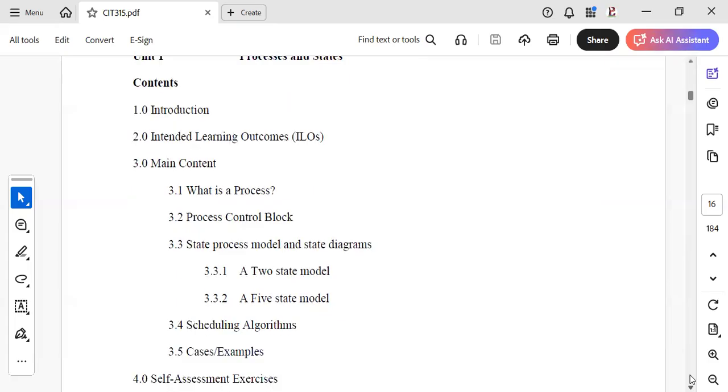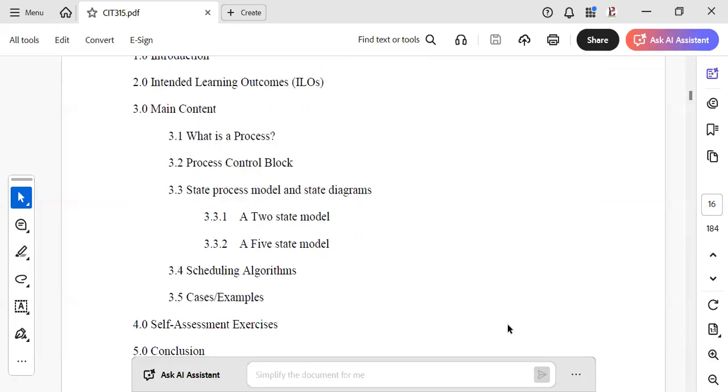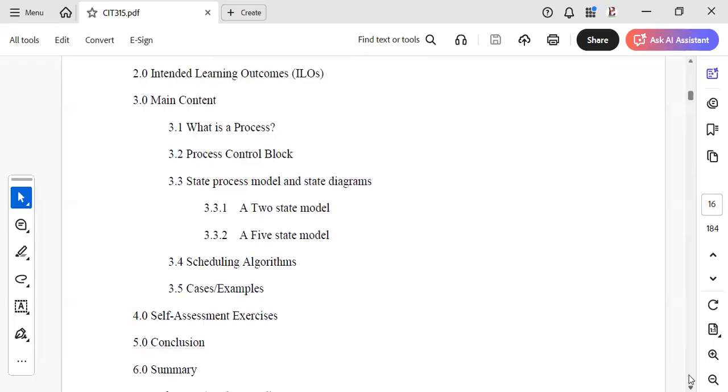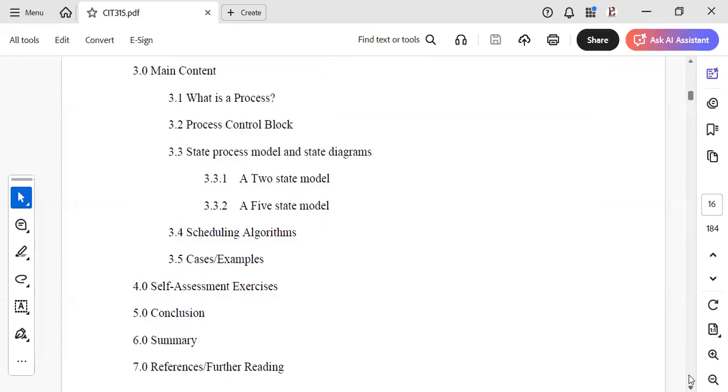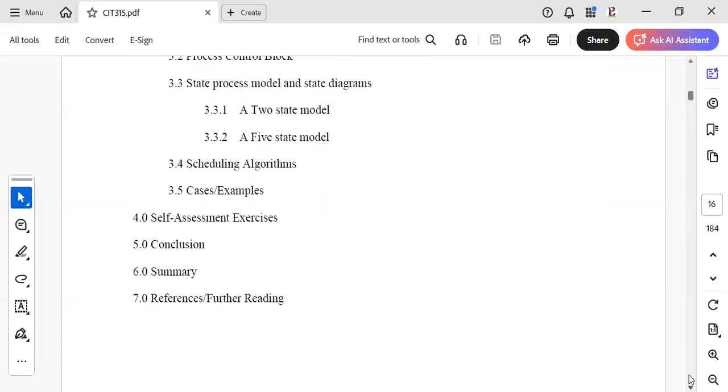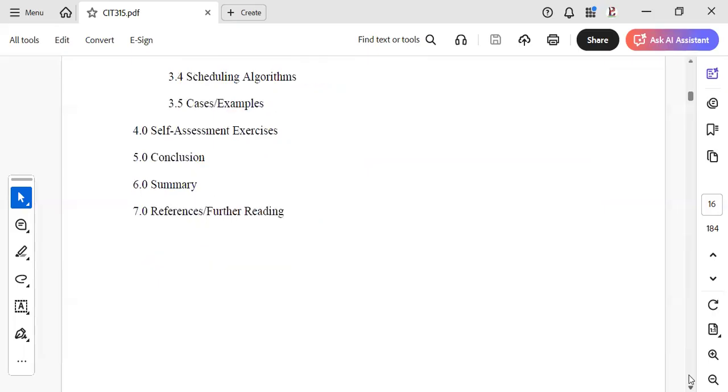So, processes and states, that is what we are concerned about today. We are going to talk about what is a process. We'll talk about process control block. We'll talk about state process models and state diagrams, a two-state, a five-state. Then scheduling algorithm, that is if we still have time, and then cases and examples.